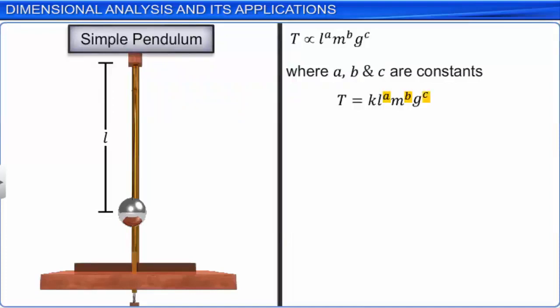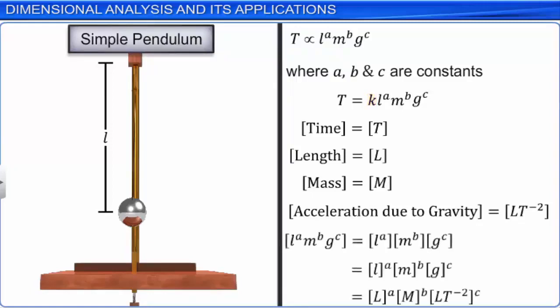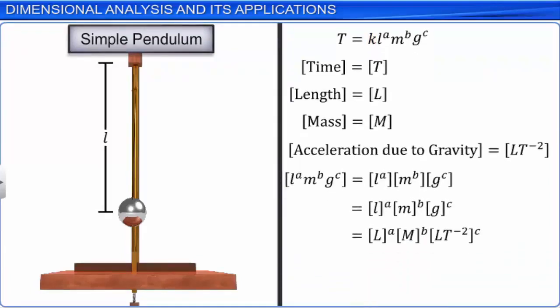The dimensional formula for length is L. The dimensional formula for mass is M. The dimensional formula for acceleration due to gravity is LT power minus 2. The constant does not have any dimensions. Hence, the dimensional formula of the quantities on the right side of the equation is simplified as shown. Let this be equation 1.